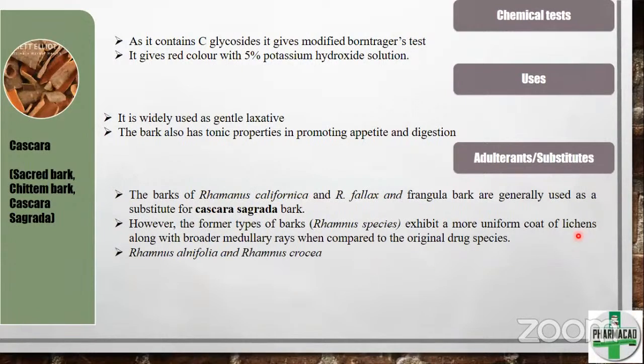Now, what are lichens? Anyone, can you answer it? Okay, this is a uniform coat. This is basically a kind of growth, you can say. Okay, lichens along with broader medullary rays when compared to the original drug species. So Rhamnus alnifolia and Rhamnus purshiana are also a few of the adulterants of this major drug.